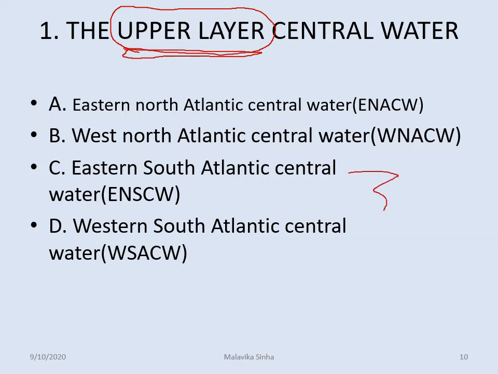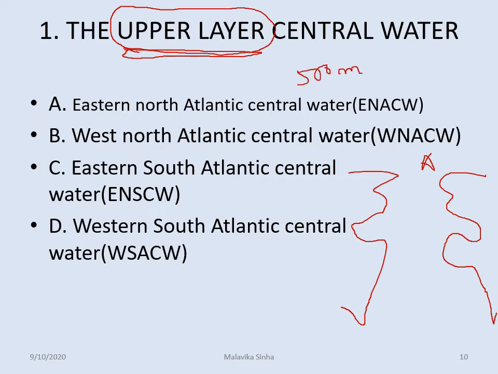Suppose this is North America and this is South America. This is Europe, this is the Mediterranean Sea and Africa. This is the Atlantic Ocean. So it's segmented into four parts. Okay, this is the upper layer. Upper layer means up to 500 meters from the topmost layer or the surface of the ocean. It's divided into four parts.